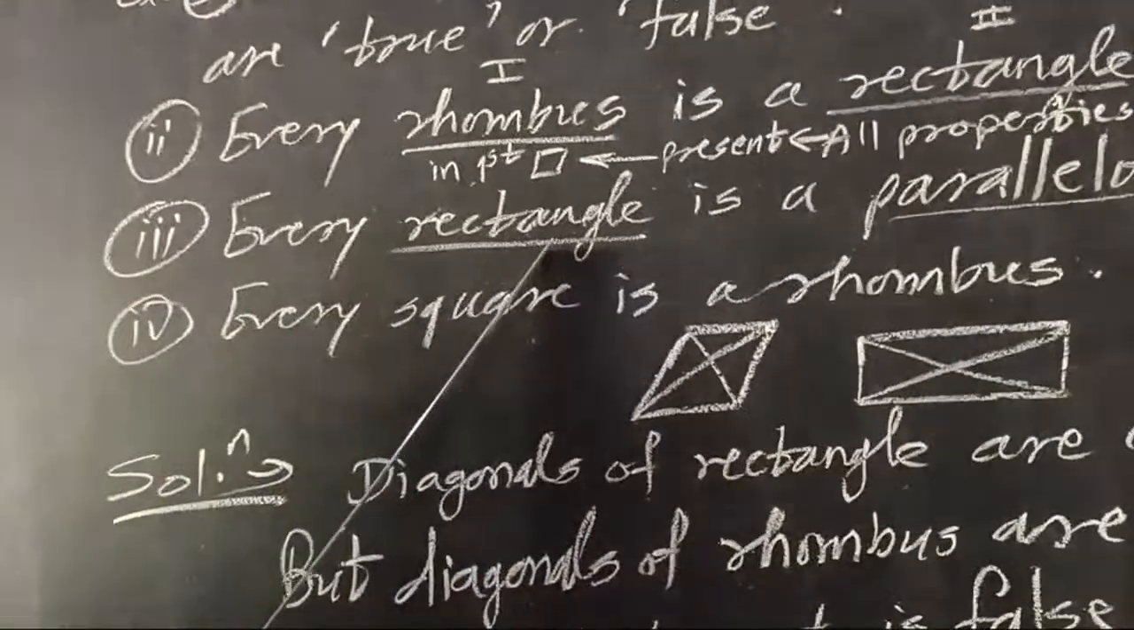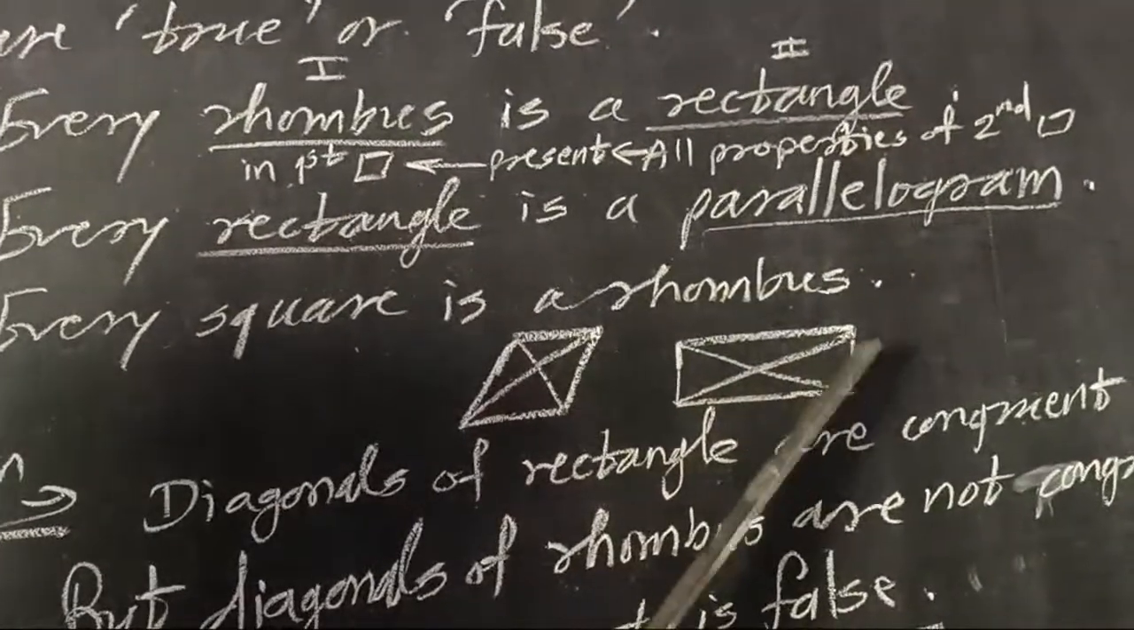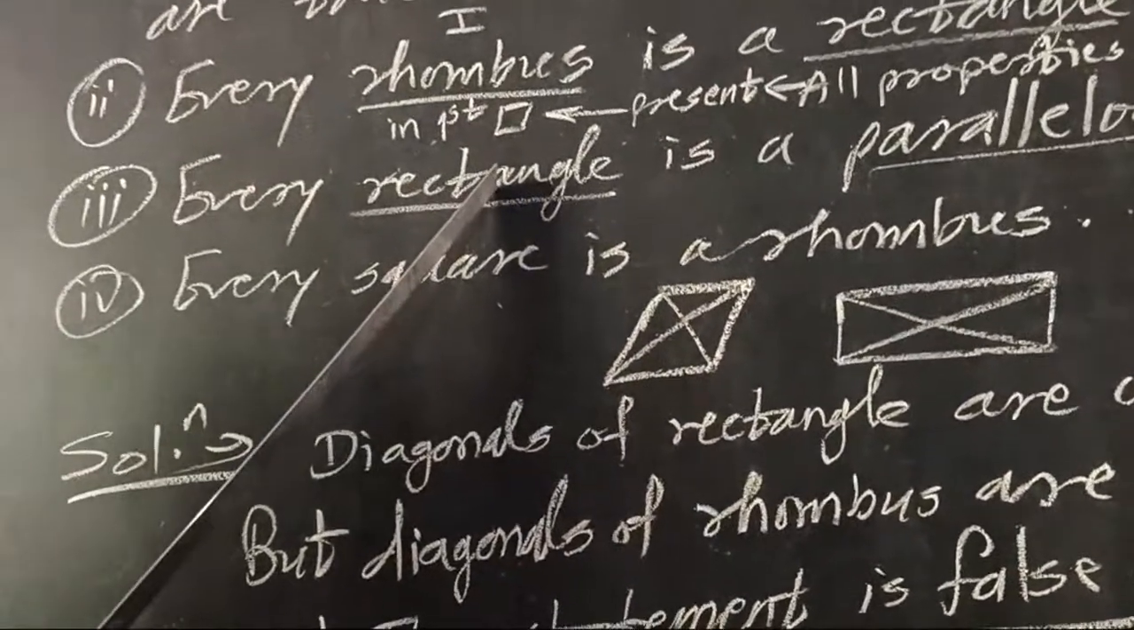And here all angles are congruent because they are 90 degrees. Means we get an extra property.